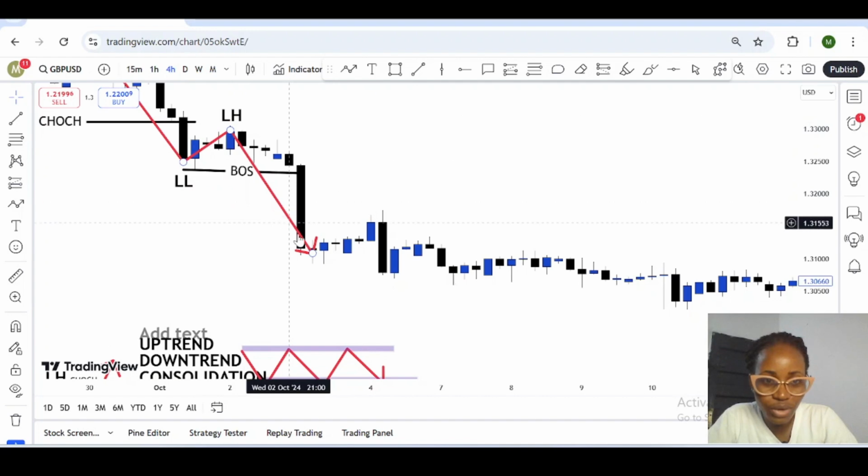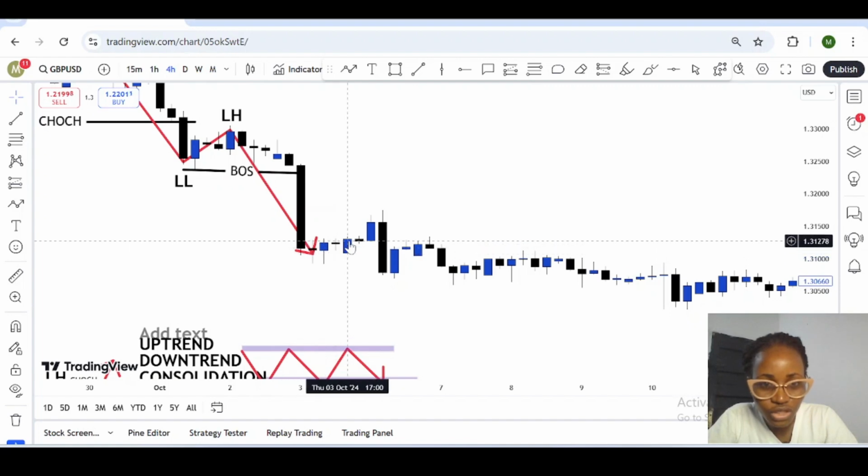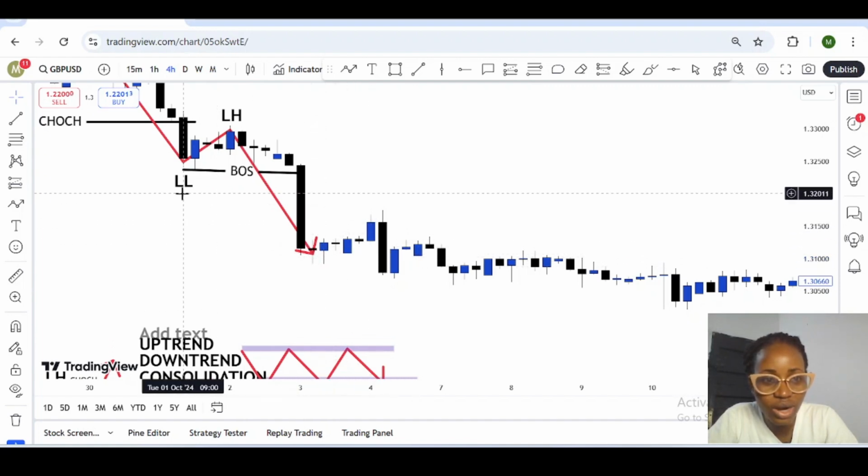So here you can see that price is pushing to the downside, got to this point, rejected from this point. This point of rejection, dishing out a pullback, is what we are going to identify as our lower low.